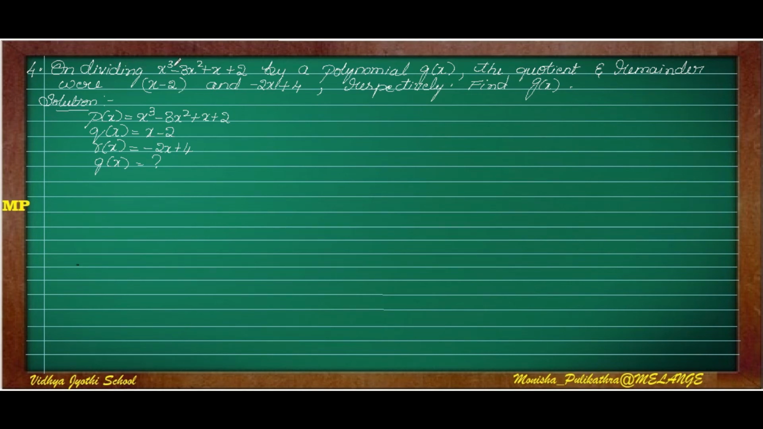Here, on dividing x³ - 3x² + x + 2, this will become the p(x), by a polynomial g(x). By a polynomial g(x), in the sense g(x) is a divisor which is not given, so we have to find it out. Here the dividend, quotient and remainder have been given, but the divisor is not given. So here in this problem we have to find the divisor of it. So how to find it out?